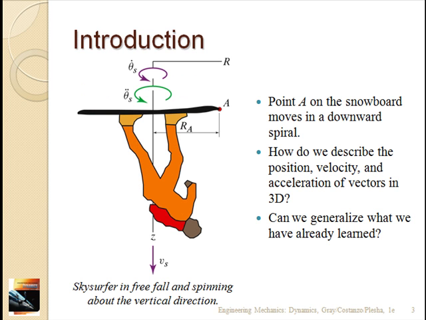As an example, we look at this sky surfer. It's this guy attached to this board and he's falling upside down and falling downward and rotating. So he's got some angular velocity theta s, angular acceleration theta s double dot. There's a distance from the axis of rotation to point A on this board, RA, and this guy's falling with a velocity vs. And what we'd like to do is describe the position, velocity, and acceleration of point A as a function of time using some of what we've been doing.